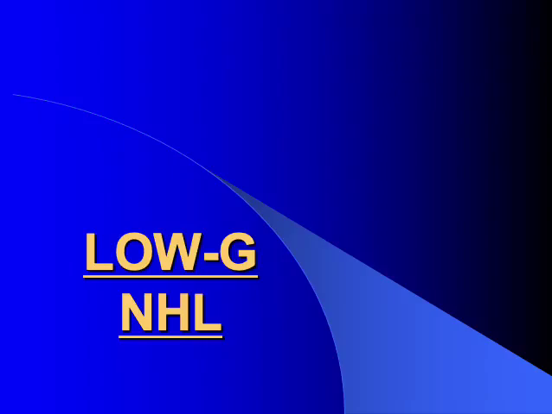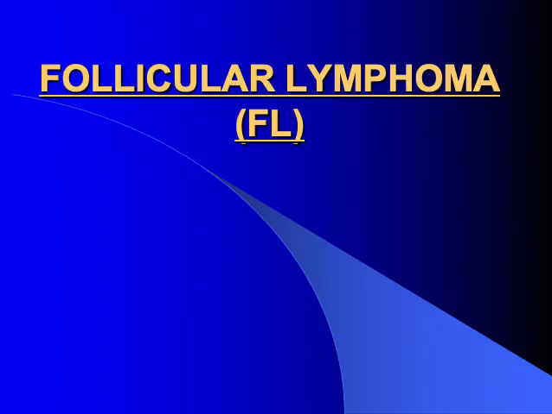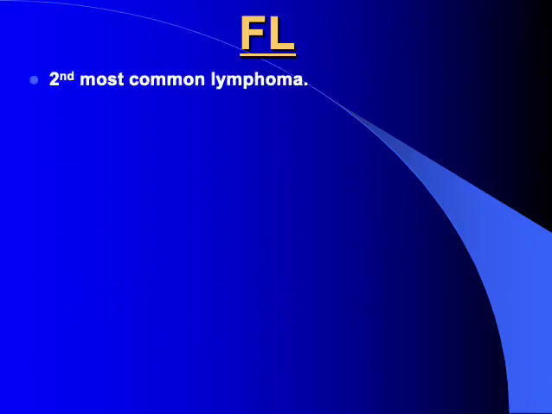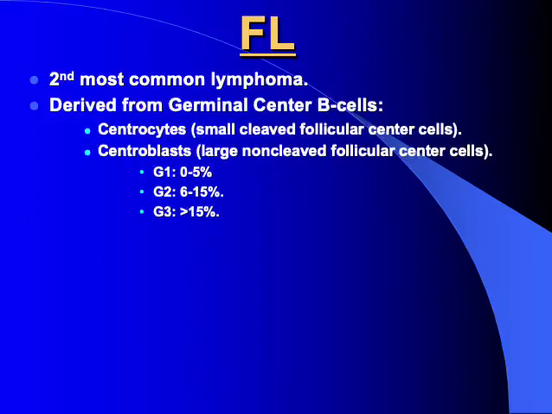Now we move to low-grade non-Hodgkin lymphoma, follicular lymphoma. Follicular lymphoma is the second most common type of lymphoma derived from germinal center B cells. Pathologists under the microscope look for centrocytes, which are small cleaved follicular center cells, and centroblasts, which are large non-cleaved follicular cells, and they have to count them.